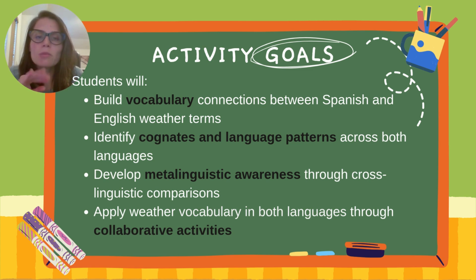Okay, now we have some of the goals for this activity. The students will build vocabulary connections between Spanish and English, and all the academic words related with weather and seasons. Then they will identify cognates and language patterns across both languages, English and Spanish. They will develop meta-linguistic awareness through cross-linguistic comparisons, and they will apply weather vocabulary, academic vocabulary in both languages through collaborative activities.